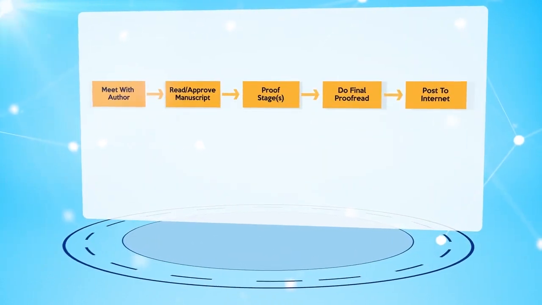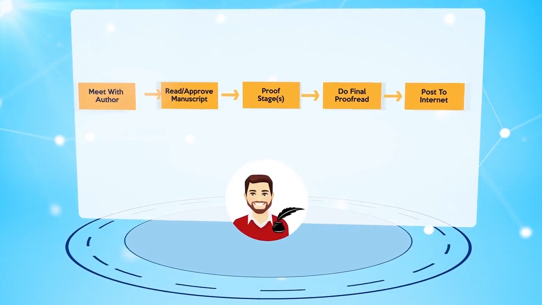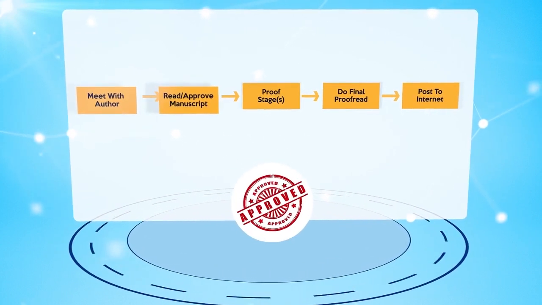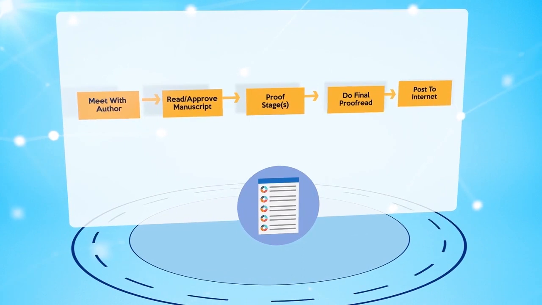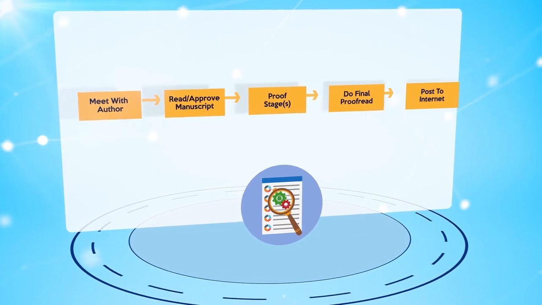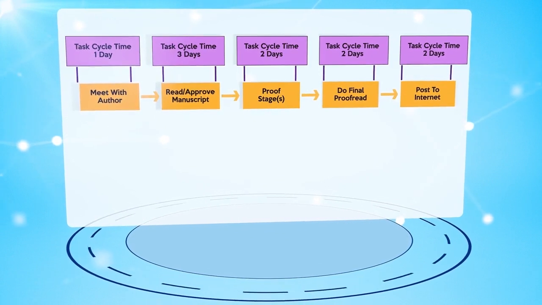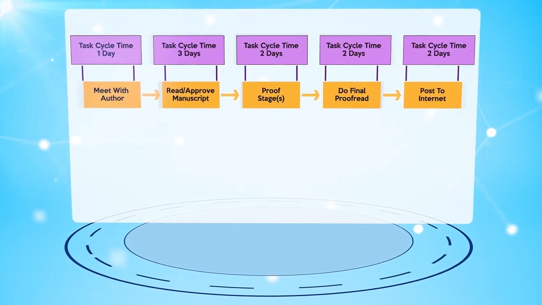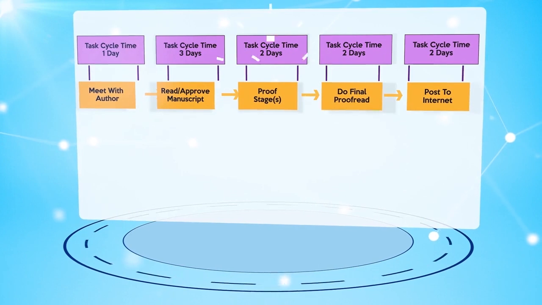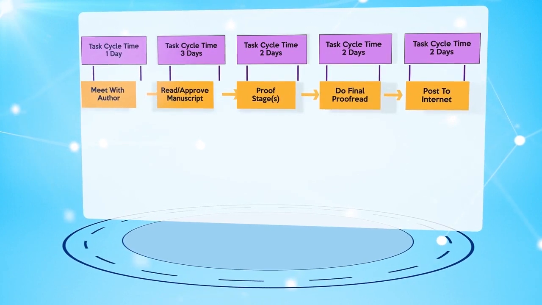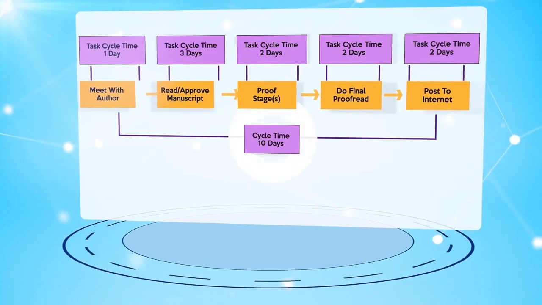Online publishing includes a series of tasks, including meet with the author, read and approve the manuscript, proofing the document, the final proofread, and finally, the published document is released. Each of the tasks in the project takes a certain amount of time to complete. Adding up all of the productive time that is dedicated to doing the tasks will give you the cycle time.